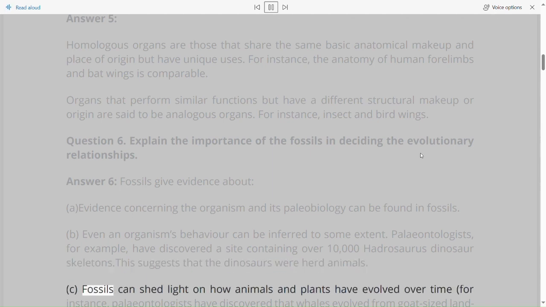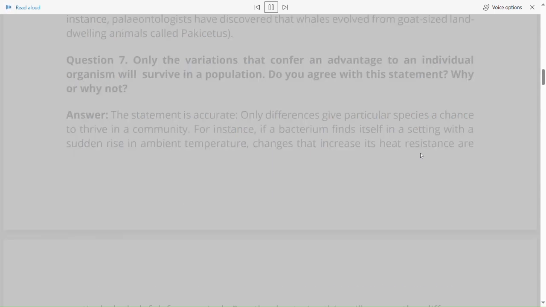C. Fossils can shed light on how animals and plants have evolved over time. For instance, paleontologists have discovered that whales evolved from goat-sized land-dwelling animals called Pakicetus. Question 7. Only the variations that confer an advantage to an individual organism will survive in a population. Do you agree with this statement?